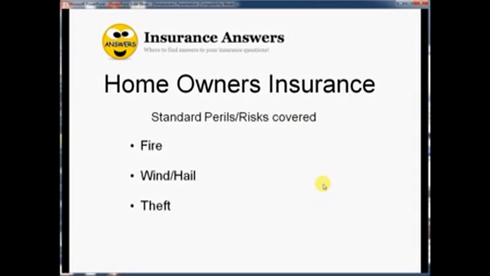The last thing I wanted to discuss quickly with you is the risks or perils that are normally covered under all homeowners policies. Those would be losses due to fire. If you have a fire that either partially or totally damages your home, that's traditionally a covered risk. The next thing is wind or hail damage, and wind is usually a pretty broad definition. It can be a tornado, a hurricane, or even straight winds from a large thunderstorm. And lastly, theft is traditionally a covered loss or peril.